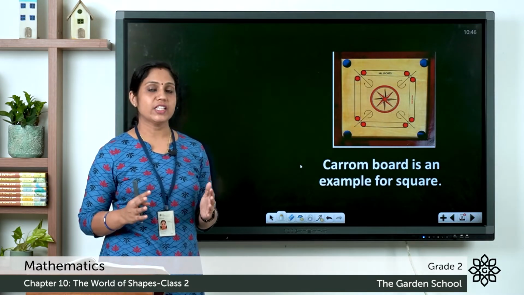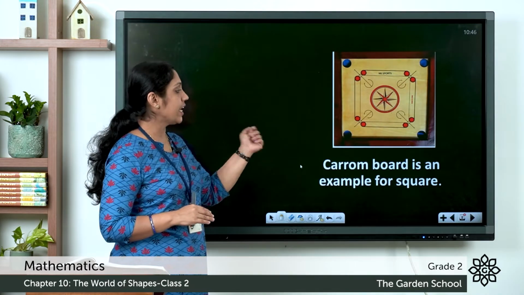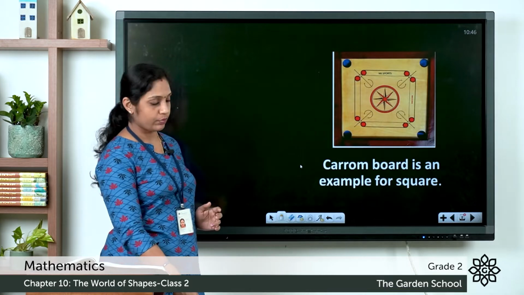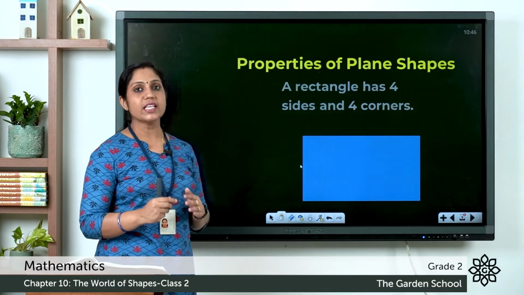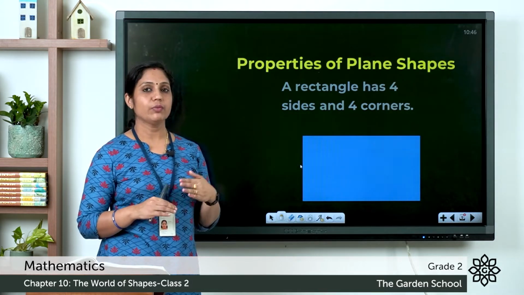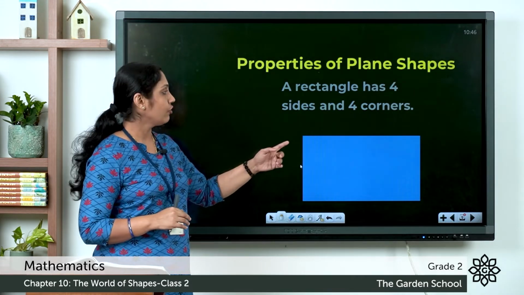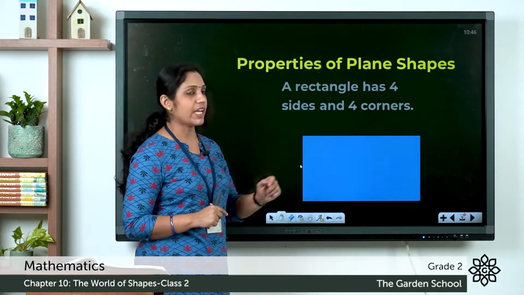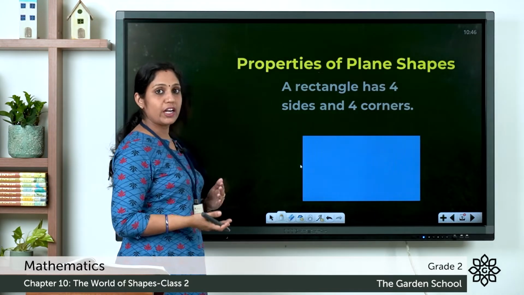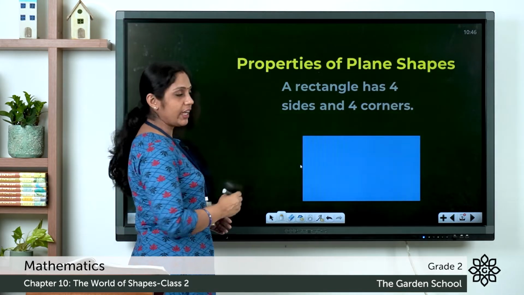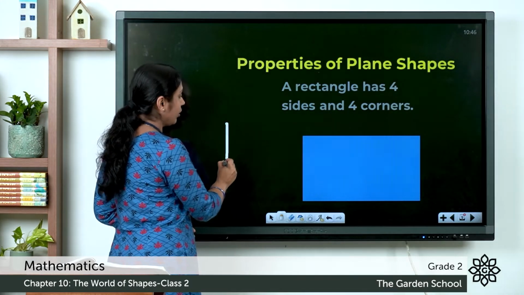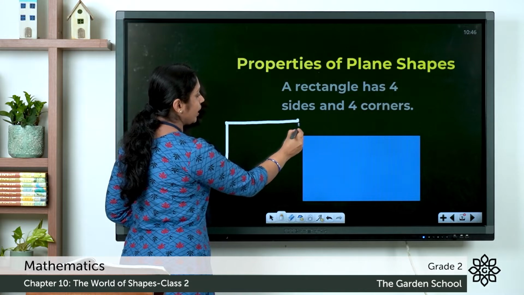Carom board. You might have seen a carom board. A carom board is an example for square. Next, let's learn about a rectangle. A rectangle also has 4 sides. But what is different between a square and a rectangle? For a rectangle, the opposite sides are equal. For a square, we drew that all sides are equal. For a rectangle, when we draw a rectangle, opposite sides should be equal.